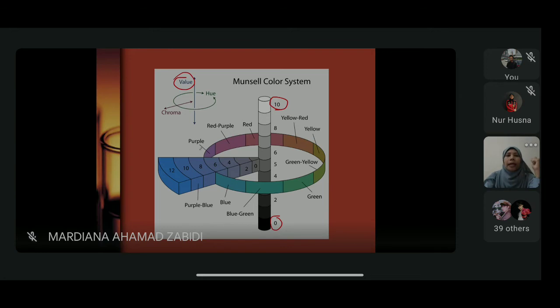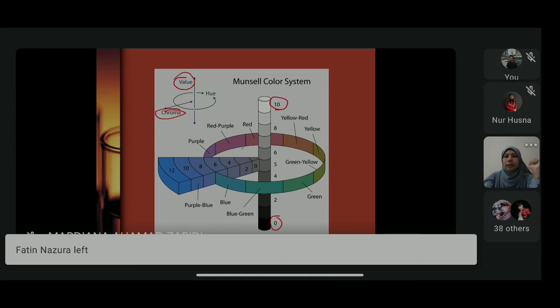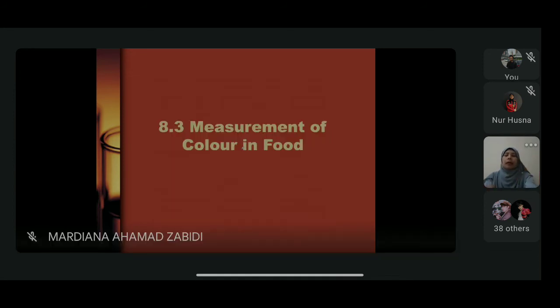Alright, and then we have the chroma. Okay, chroma, this one is the horizontal part. Okay, so for chroma, it starts from 0 until 12. Okay, and then we have the hue. The hue is the rotation of the color. You can see whether it belongs to the red color, yellow, or yellow red. Okay, this one is the Munsell color system. Alright, so we move on to measurement of color in food product.